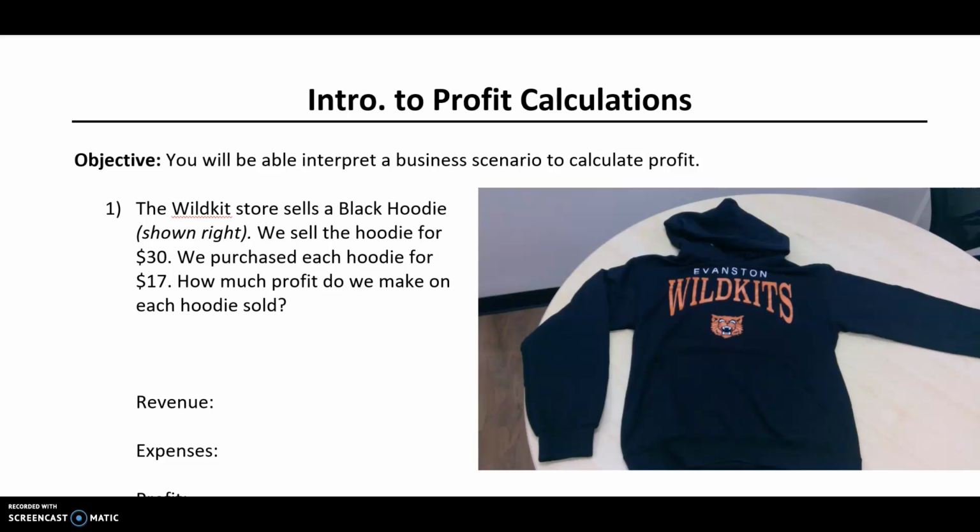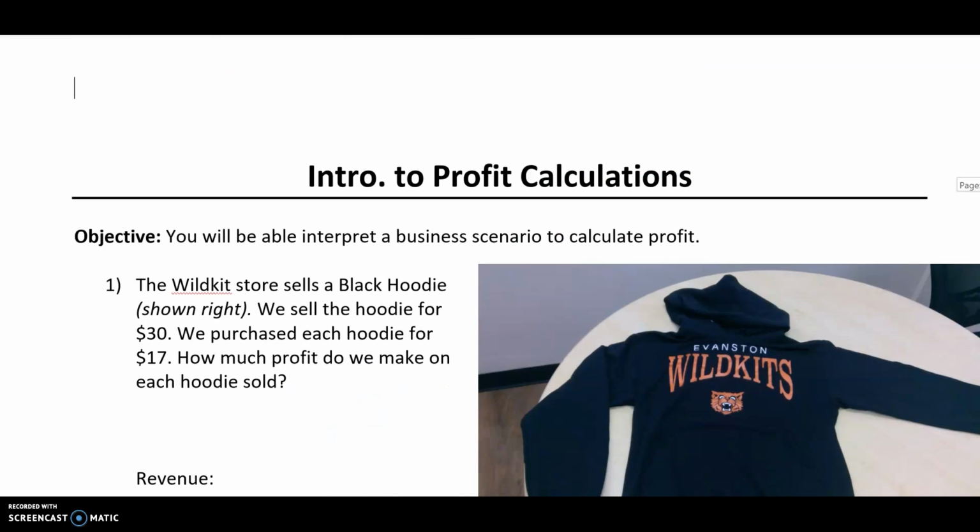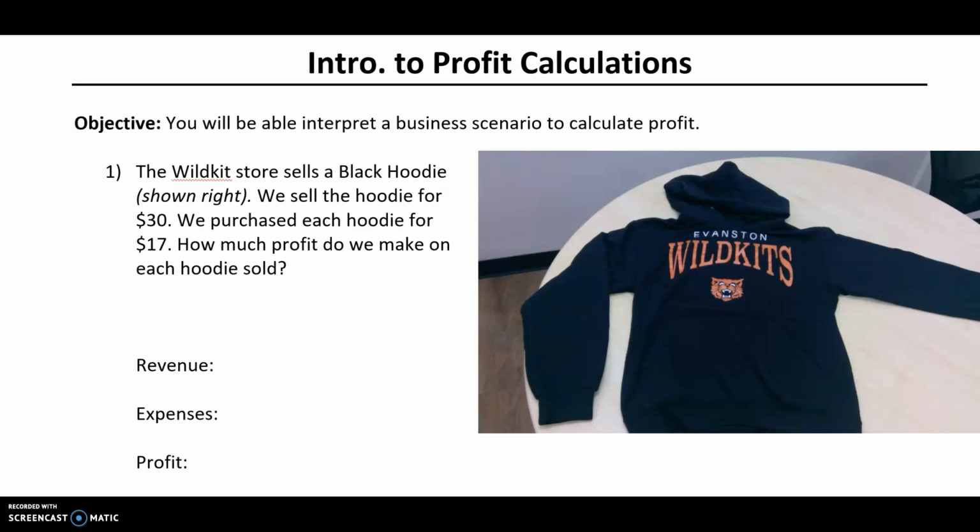So the school store where we sell our school apparel. We sell things like hoodies, as you see in this picture here. So let's say the Wildcat store sells this black hoodie shown on the right. Okay, we sell the hoodie for $30. We purchase each hoodie for $17. The question is, how much profit do we make on each hoodie sold?